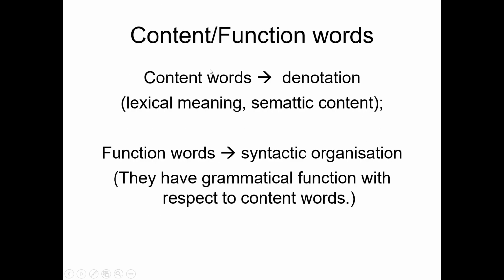And content words have denotation. Denotation is the semantic content, or simply put, the meaning. So this is what content words have. And they have lexical meaning. They name things from the exterior reality. But function words serve for syntactic organization. I have done it. Have, auxiliary verb, doesn't have any lexical meaning. It's there to help you create a construction in the present perfect.